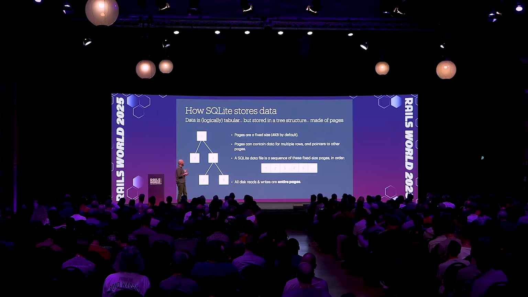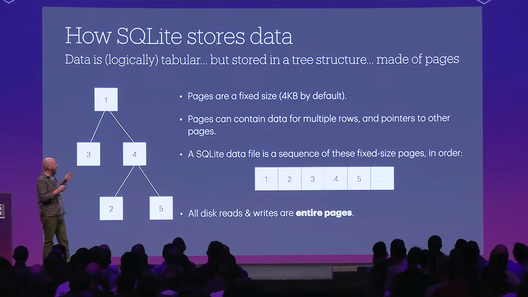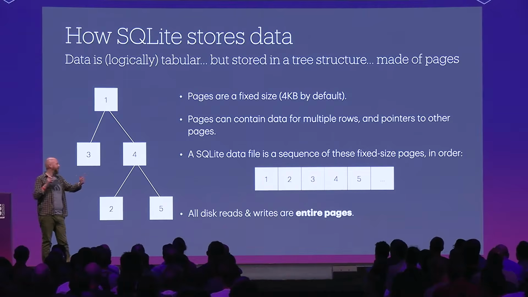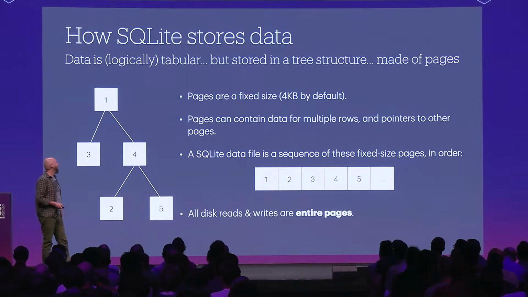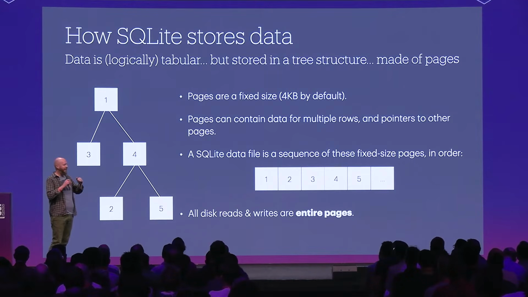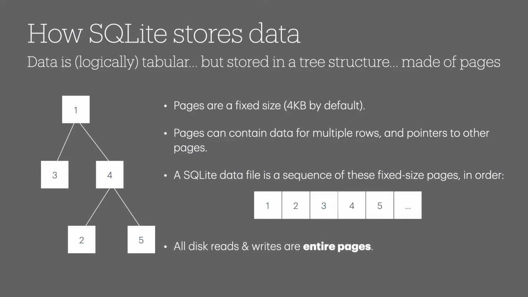So the way SQLite deals with this is that all its trees are built out of fixed size blocks called pages. By default, they're 4K, and they'll always be the same size within a single database. So we'll assume just the default for now, they're always 4K blocks. That means that the pages can contain data for multiple rows as well as the pointers to the other pages in order to form the tree structure. Then the SQLite data file is literally just all of those 4K pages written out in their page number order in a file. That's the file format of a SQLite database.